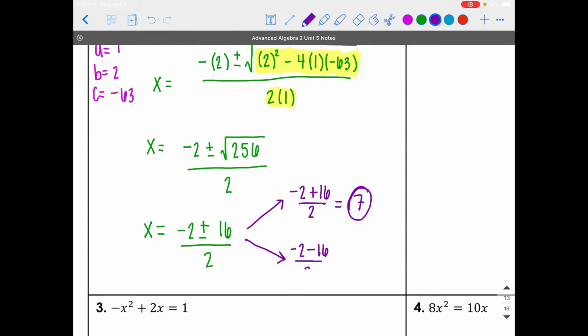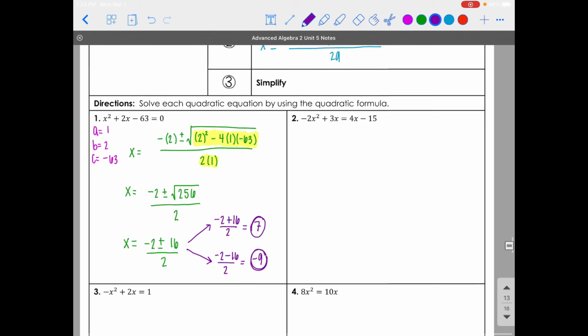Negative 2 minus 16 divided by 2 would be negative 18 divided by 2, which is negative 9. That's the other x-intercept. So if your answers come out to nice, neat numbers, then you have to actually do all of the math. We'll see examples where it doesn't simplify all the way, and so you may not have to do it all the way.